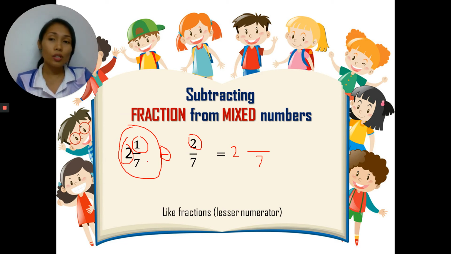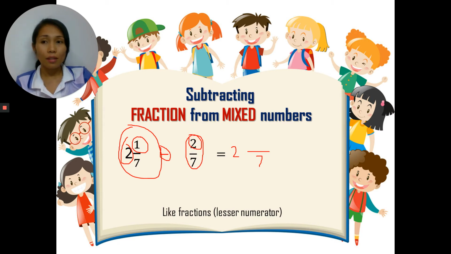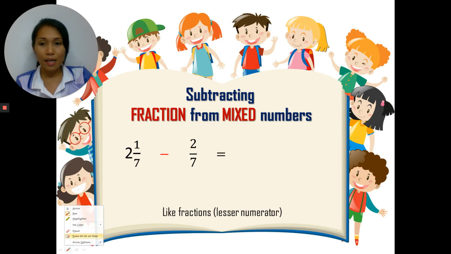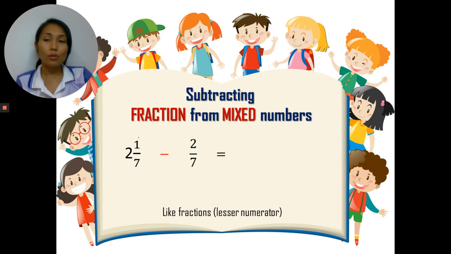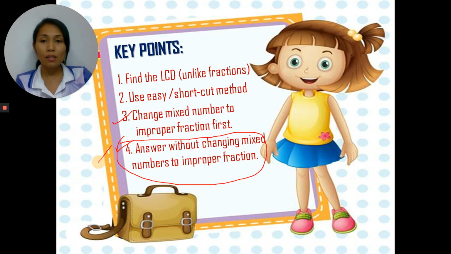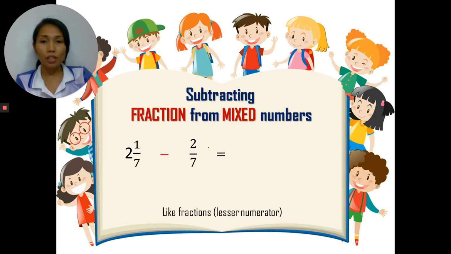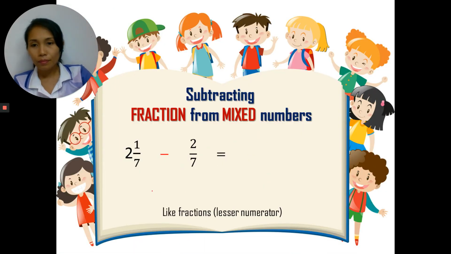In this situation where the given numerator is smaller than the other one, you cannot subtract it because it's smaller. So you have to convert. Okay, let's see. Since we cannot do the method 4, we cannot use this. So let's try changing the mixed number to an improper fraction. Okay, let's see.